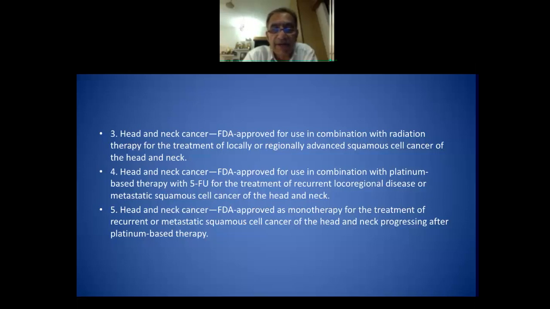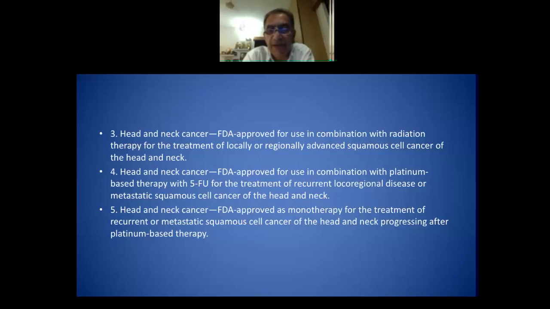So in head and neck cancer, especially for all of you who are in the ENT, it's basically approved broadly under three headings. You can use it in combination with radiotherapy for most squamous cell locally or regionally advanced head and neck cancers. Or you can use it in combination with cisplatinum-based chemotherapy with 5FU, even in the setting of a recurrent loco-regional or metastatic squamous cell cancer of the head and neck.